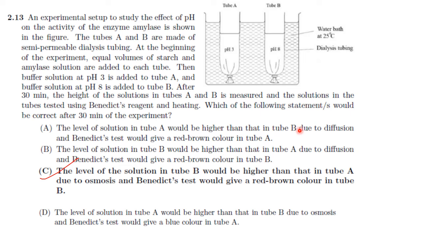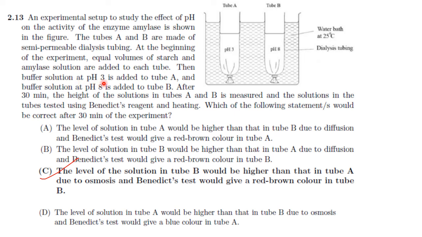Next one. An experimental setup to study the effect of pH on the activity of the enzyme amylase is shown in the figure. The tubes A and B are made of semi-permeable dialysis tubing. So the membrane for dialysis tubing is semi-permeable. At the beginning of the experiment, equal volumes of starch and amylase solution are added to each tube. So into each of these tubes, they have added starch and amylase solution. Now what does amylase do? Amylase will act on the starch, it will digest it and produce maltose.